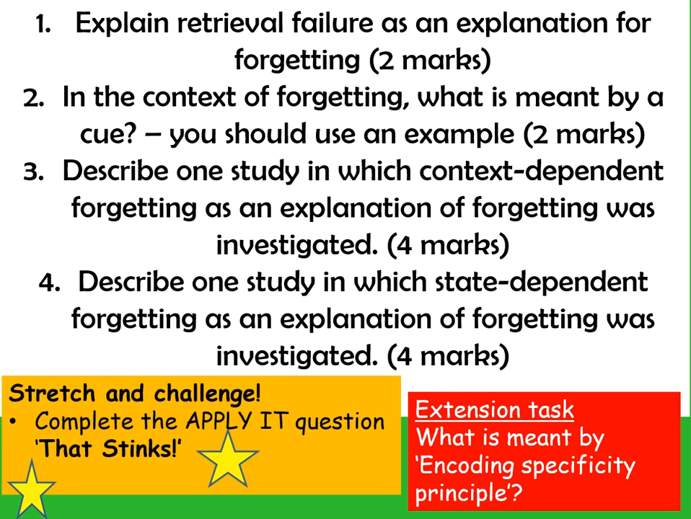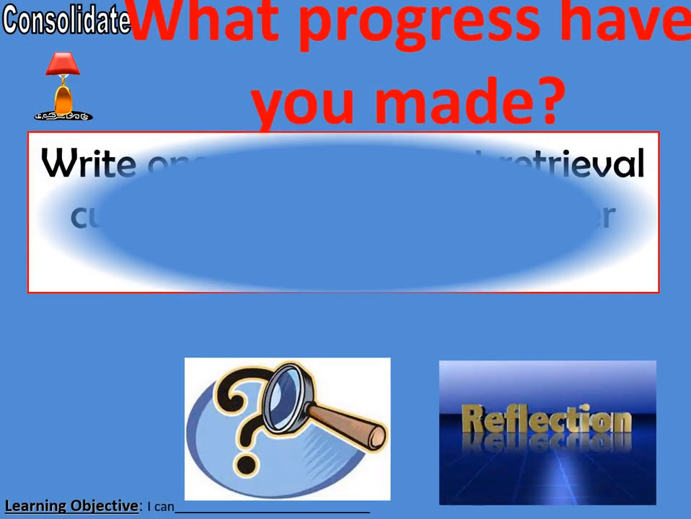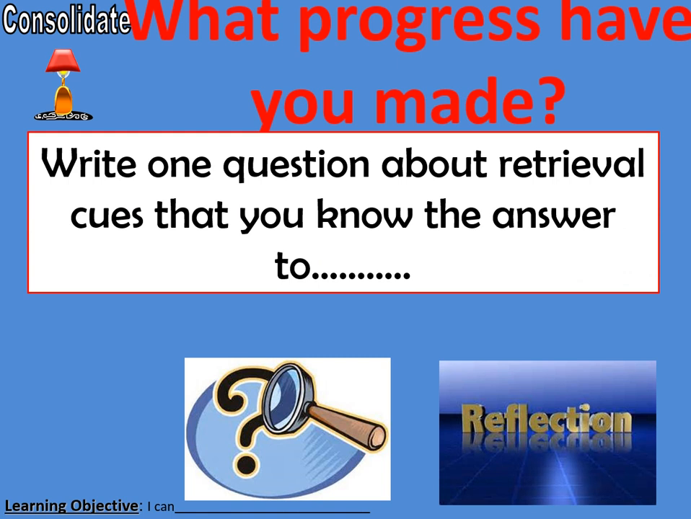This is the apply it question I was referring to, and there is some guidance in this PowerPoint for how to answer that. It is in the Green Heart Girl book. If you need a copy of that, not the book, but the apply it question, please let me know and I will upload it onto here. Again, if you've got any queries, you should find retrieval failure and retrieval cues much easier than interference theory. The research is more memorable, and you should find it a little bit easier.